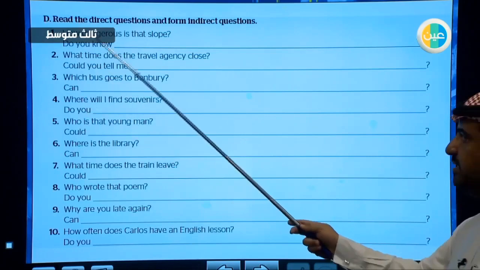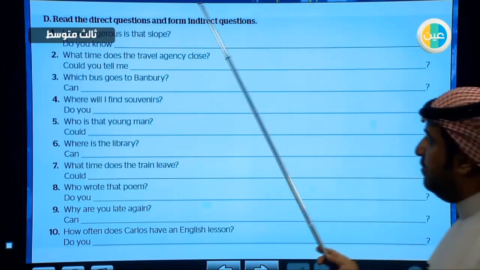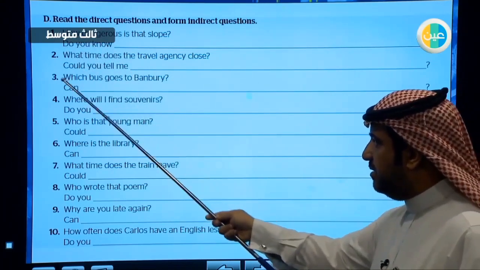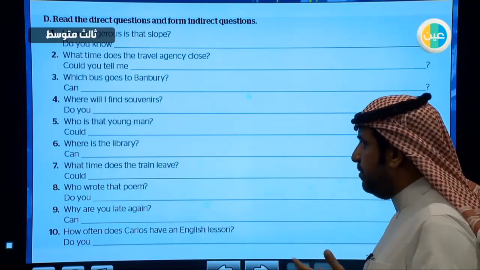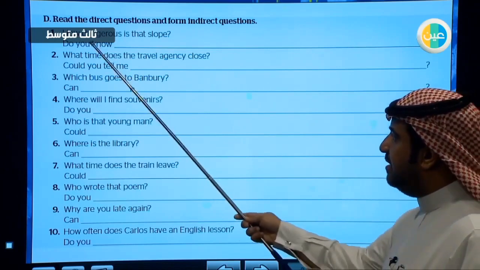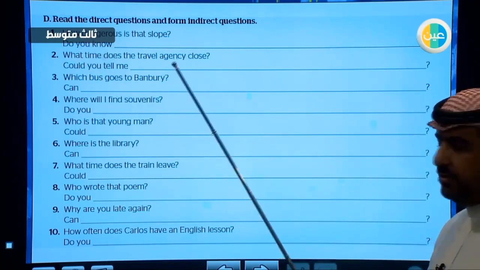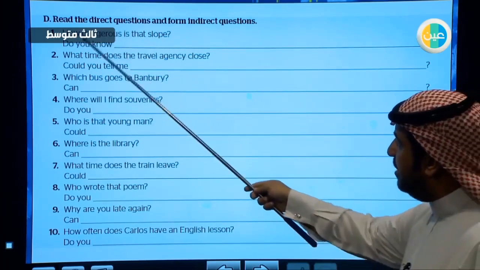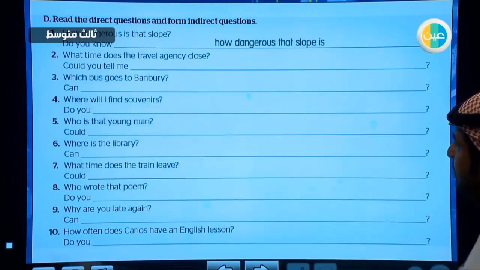We are going to read the direct questions and form indirect questions. When we form indirect questions, we use these phrases. Do you know? Could you tell me? Can you let me know? Or whatever. We have talked about that. And we form the question in the affirmative word order. So how dangerous is that slope? It will be how dangerous that slope is. So we bring it back to an affirmative sentence.